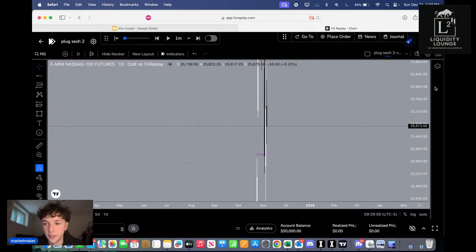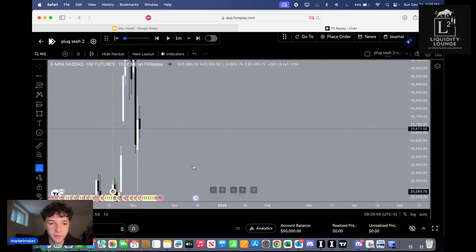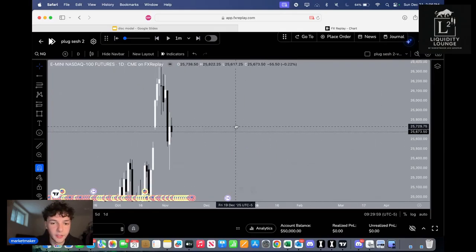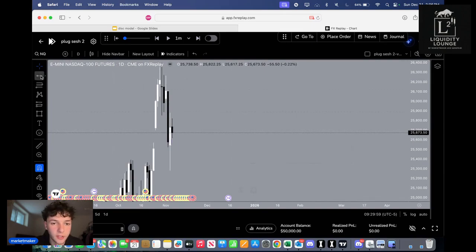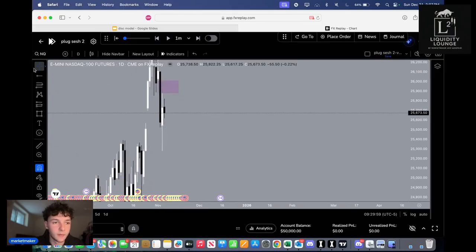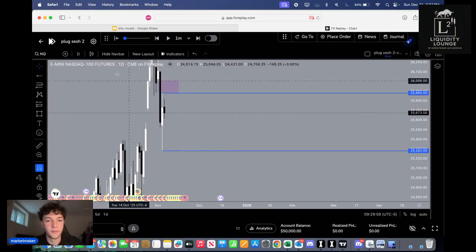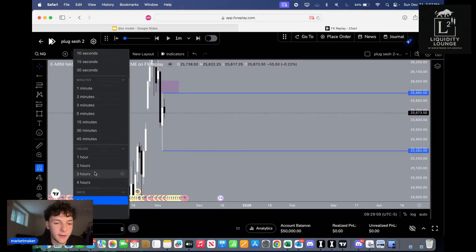So we're starting on the daily time frame, the highest time frame, seeing what we are doing on the daily. All right, so we know we have a daily fair value gap up here, so we're going to mark that out. So we have a daily gap up here, and then this is also previous day's high, previous day's low. All right, now let's go on the 4-hour.